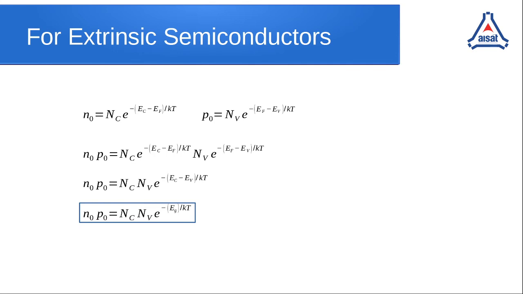Now, some relationships for the concentration of electrons and holes in case of extrinsic semiconductors. The basic equation that we had derived earlier, the number of electrons N0 is equal to NC e raised to minus EC minus EF by KT. Similarly, P0, the concentration of holes in the valence band, is equal to NV e raised to minus of EF minus EV by KT.